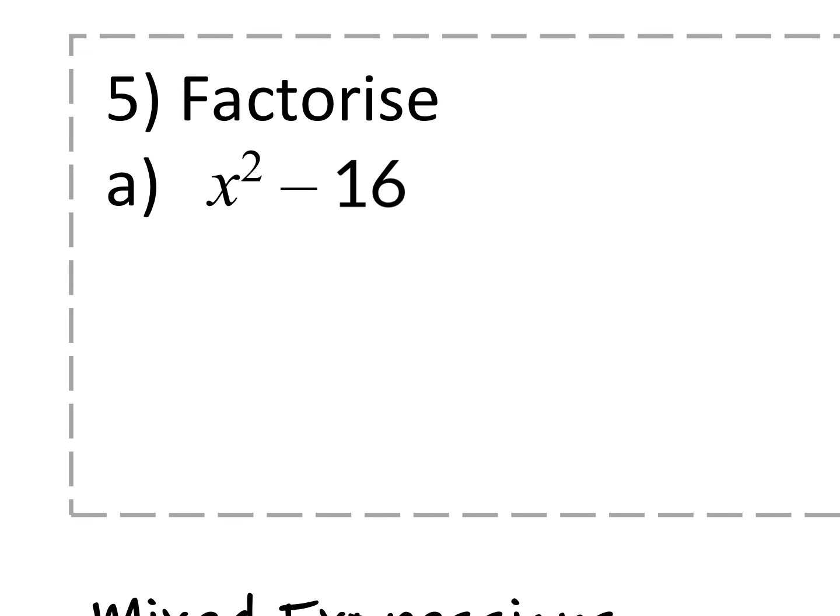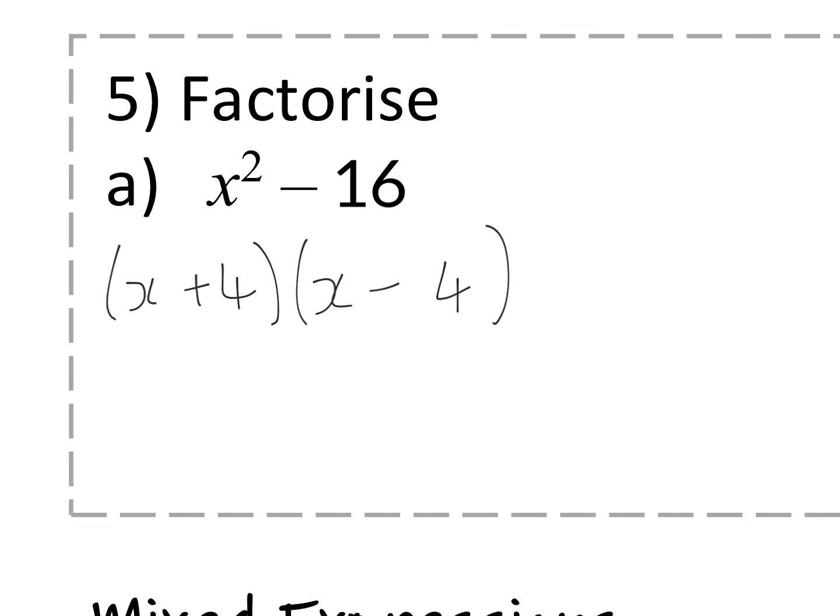Example 5a. So you can see it's a quadratic, which means you're going to have double brackets. Don't take it for granted, just always look for a common factor first, but there is none. Remember, always do look for a common factor first. And then we're looking for two numbers which times to give minus 16 and add to give 0. So that would be plus 4 and minus 4.